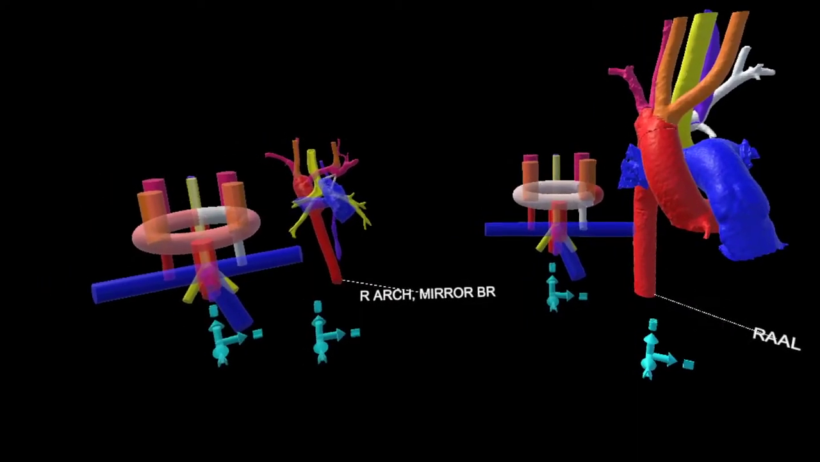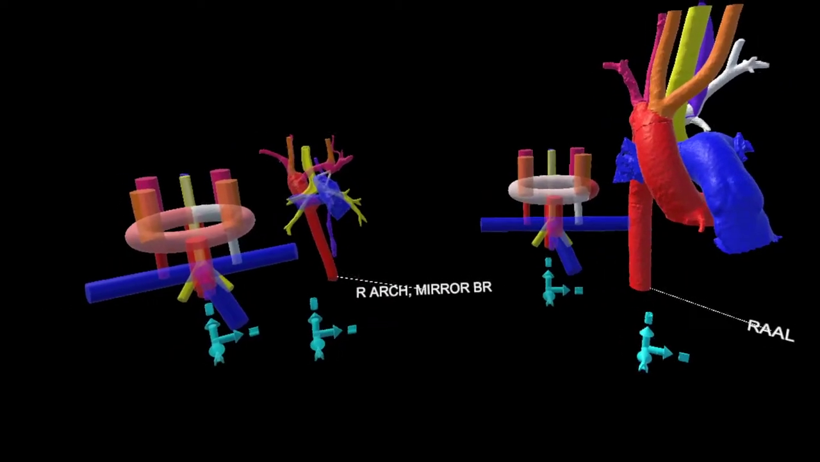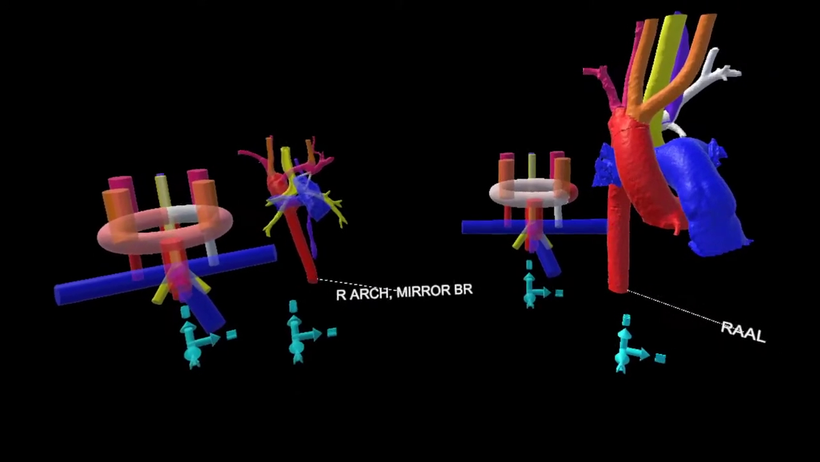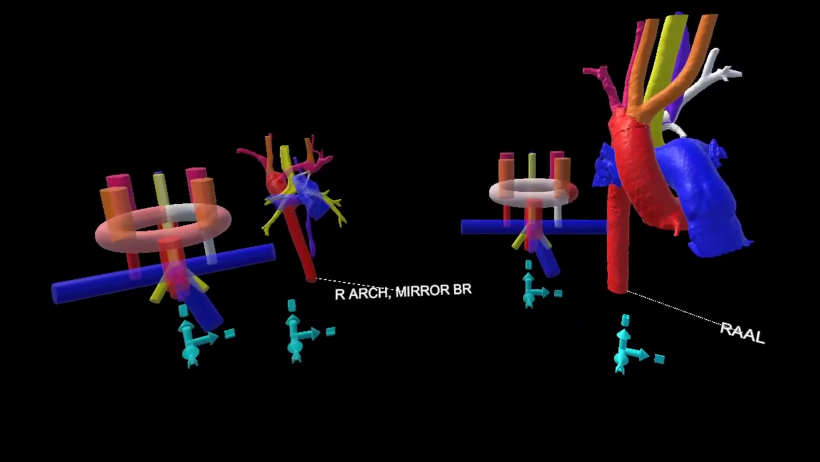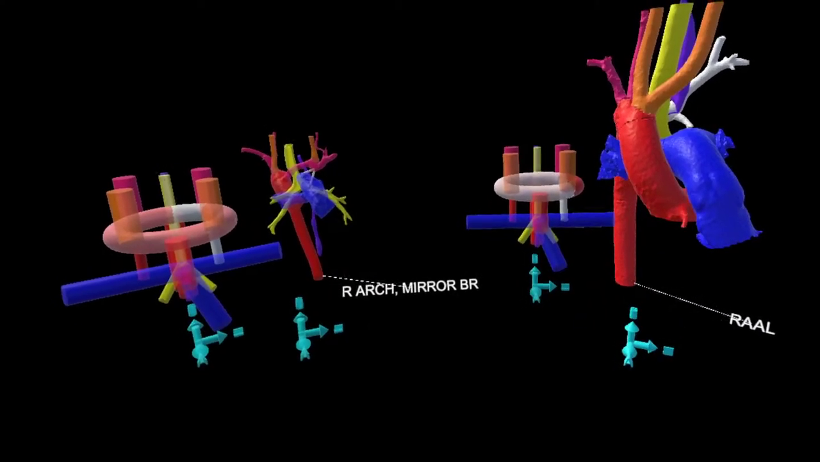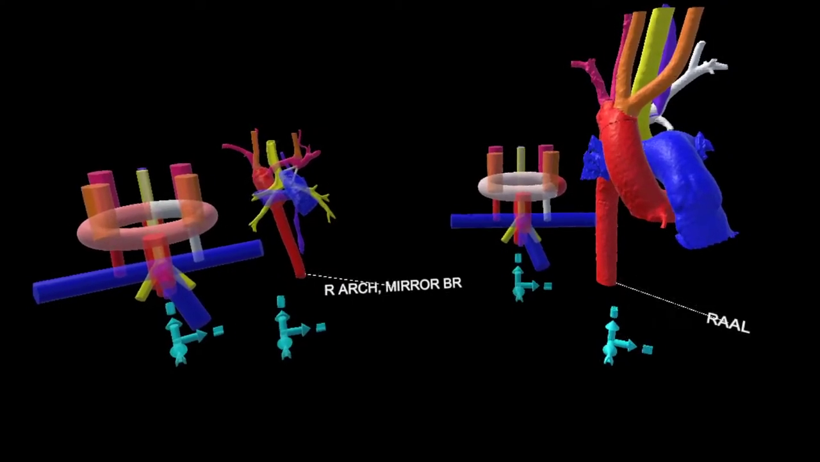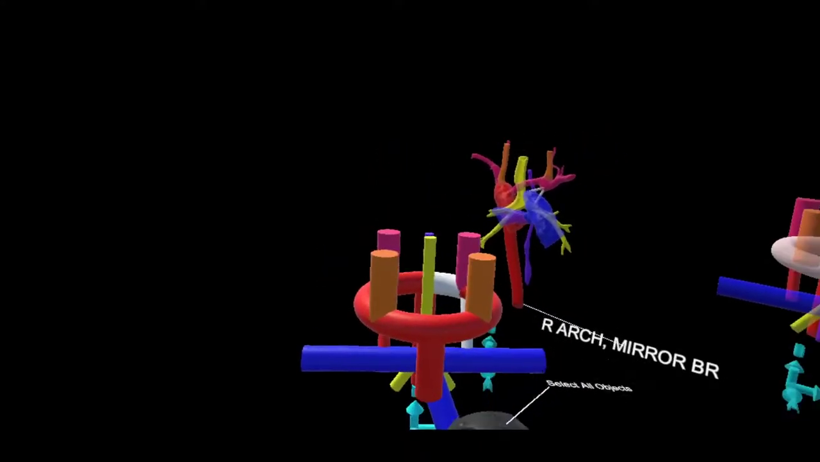In this video, we will be reviewing both the right arch with mirror image branching and the right arch with an aberrant left subclavian. This particular comparison demonstrates an example of how persistence of an embryonic arch can turn a normal variant into a complete vascular ring. So let's start with the normal variant, the right arch with mirror branching, and I'll explain how this forms from the embryonic model. Take a look at that here.